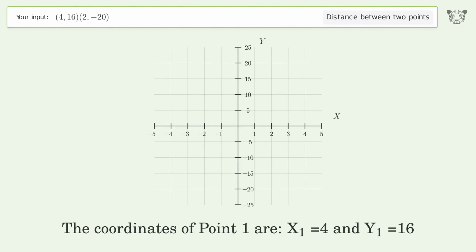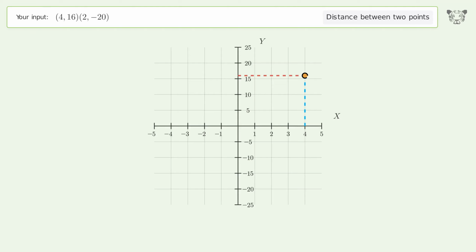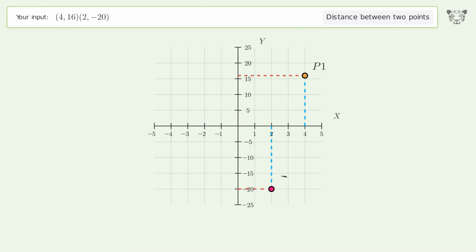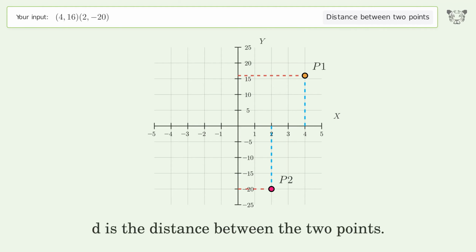The coordinates of point 1 are, x1 equals 4 and y1 equals 16. The coordinates of point 2 are, x2 equals 2 and y2 equals -20. D is the distance between the 2 points.